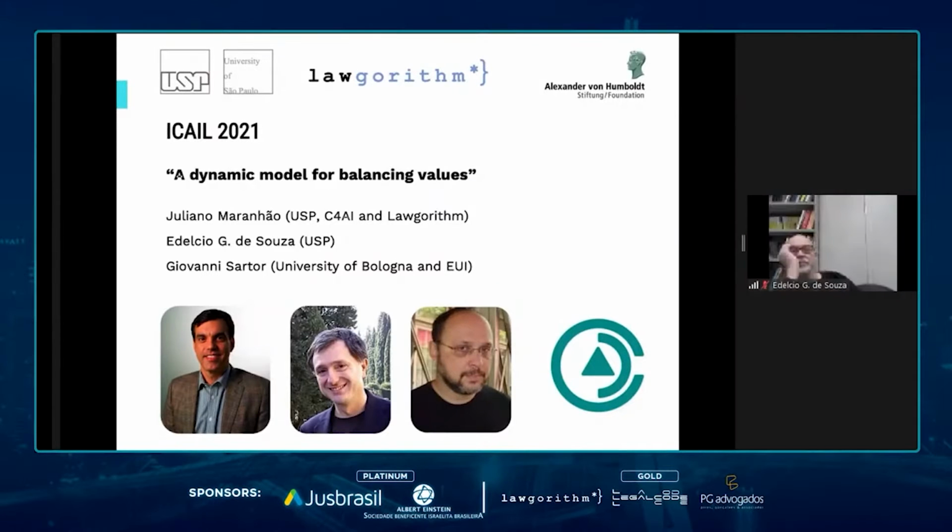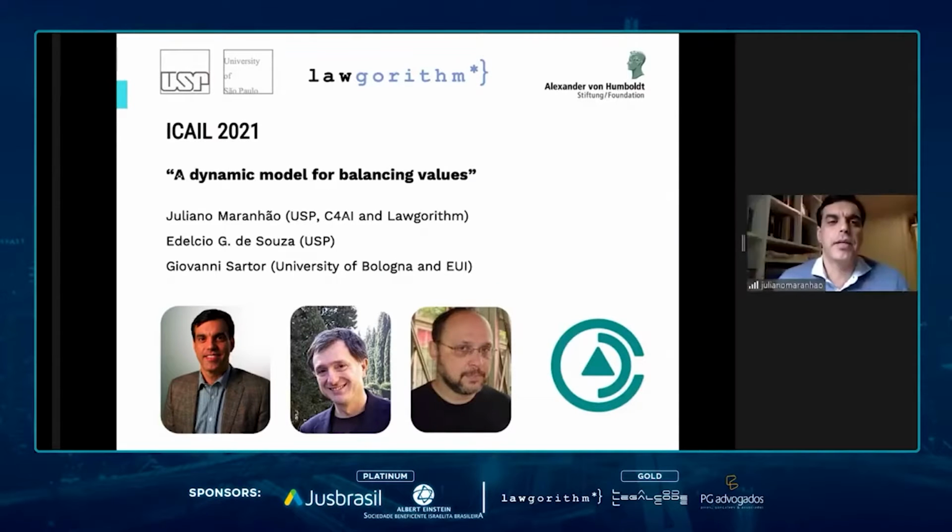The title of the paper is A Dynamic Model for Balancing Values. It's a joint work by myself, Juliano Maranhão, representing the University of São Paulo Law School, the Center for AI at the University of São Paulo, and the Logarithm Institute. Also Edelcio Gonçalves de Souza, a colleague at the University of São Paulo and Logarithm, and Giovanni Sartor from the University of Bologna and the European University Institute.